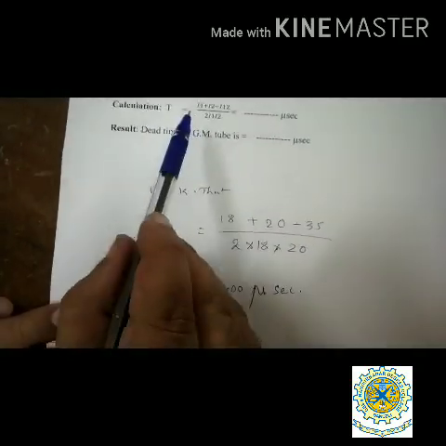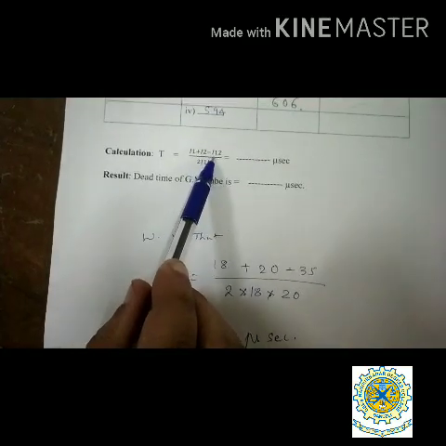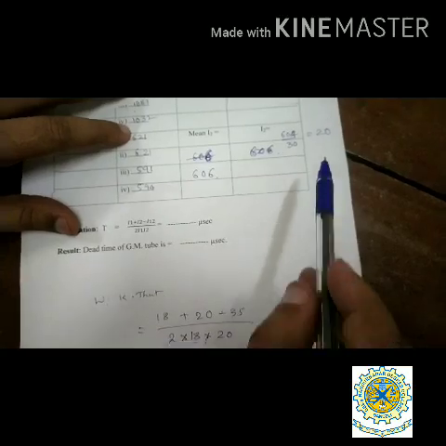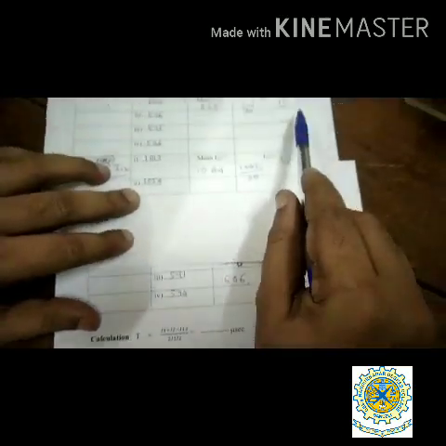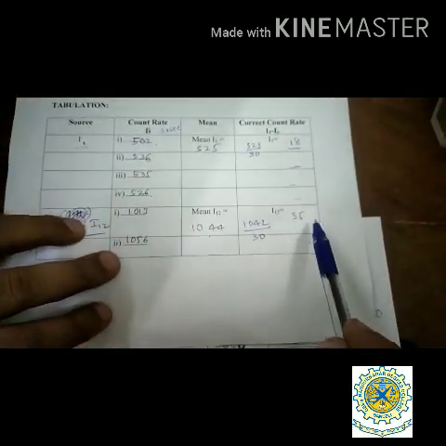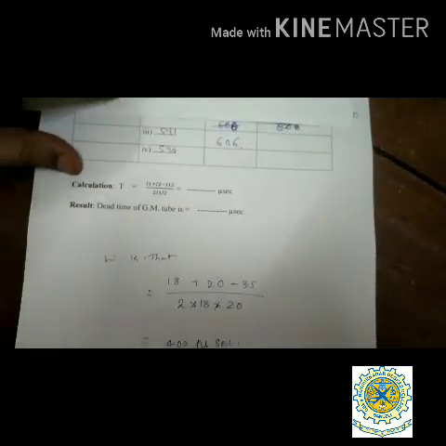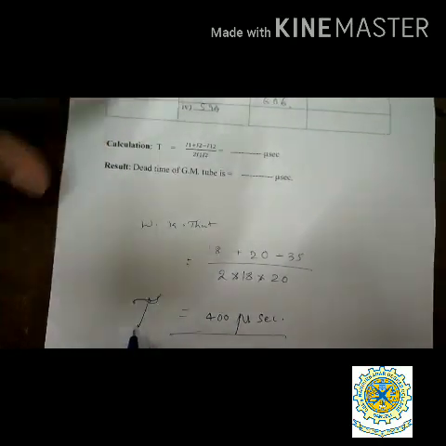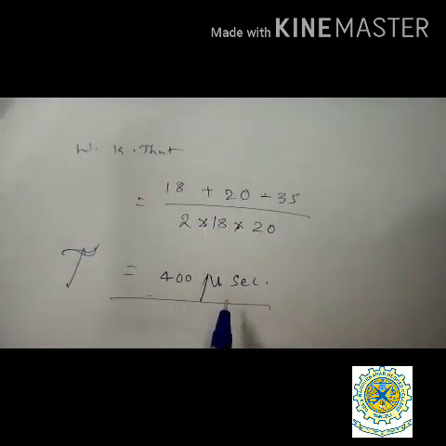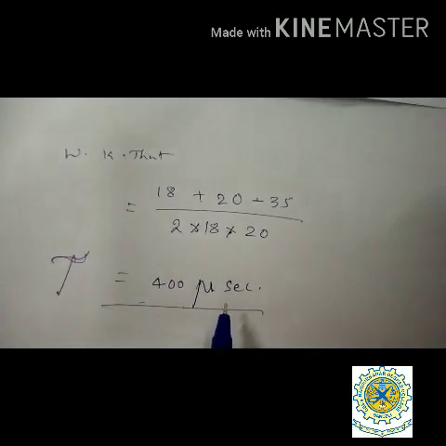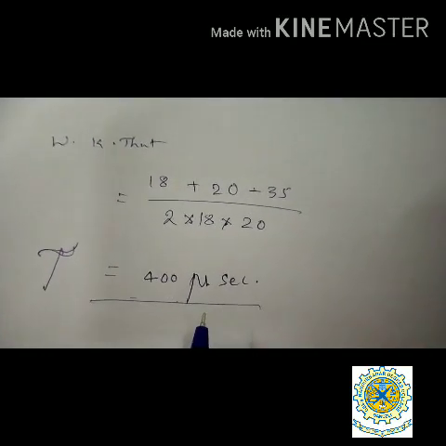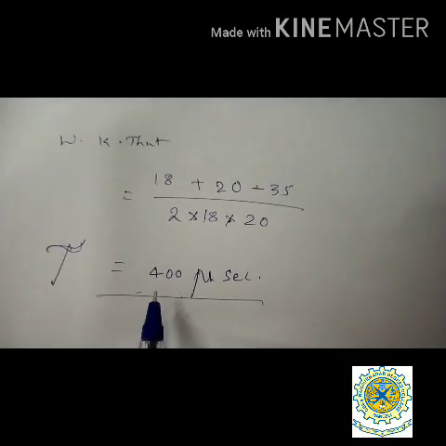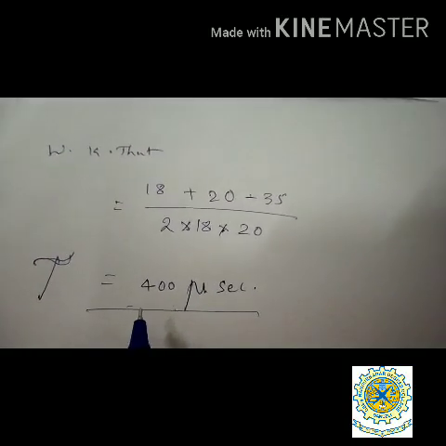We know that the formula is I1 plus I2 minus I12, divided by 2 I1 I2. These values, 20, 35 and 18, have to be substituted in this formula, and we got 400 microseconds. What it indicates is that the counter is capable of registering a second ionizing event only if it has a gap of 400 microseconds.